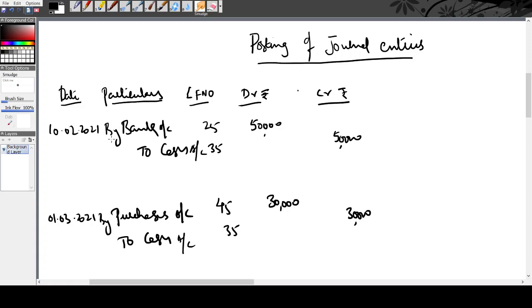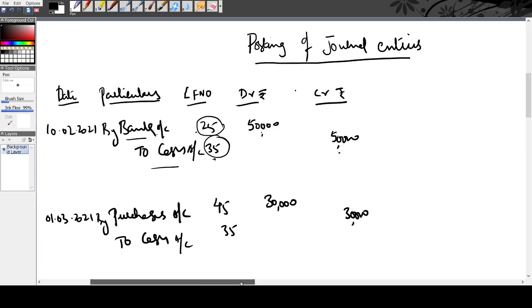On 10th February, we are saying by bank debit, that is bank account should be debited with 50,000 and cash account should be credited with 50,000. What is this LF number column here? LF number column is nothing but the page number in the ledger where you are going to get these accounts. LF number is ledger folio number. Bank account is a particular page in the ledger. So in page number 25 of the ledger you have the bank account. In page number 35 of the ledger you have the cash account. So in that cash account 50,000 has to be credited and in the bank account 50,000 has to be debited.